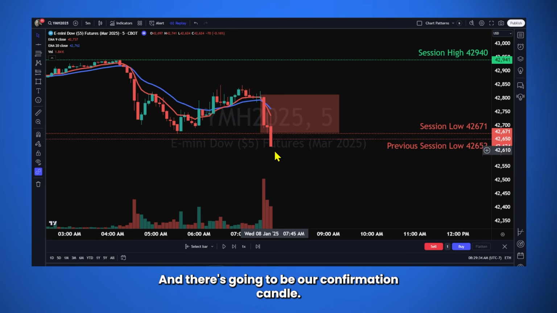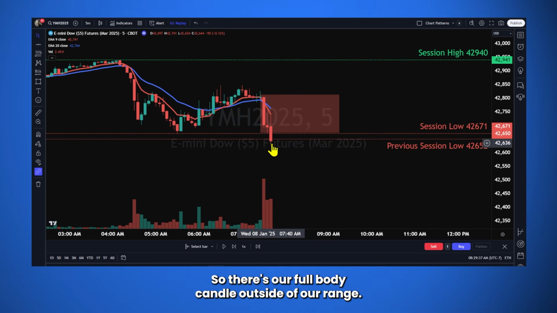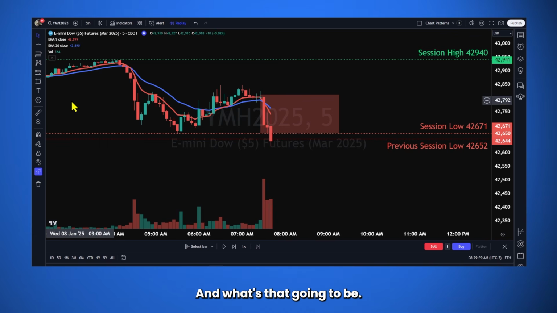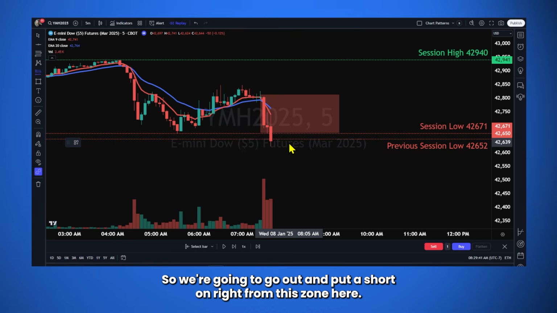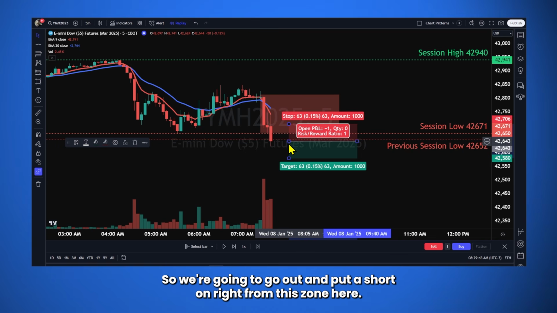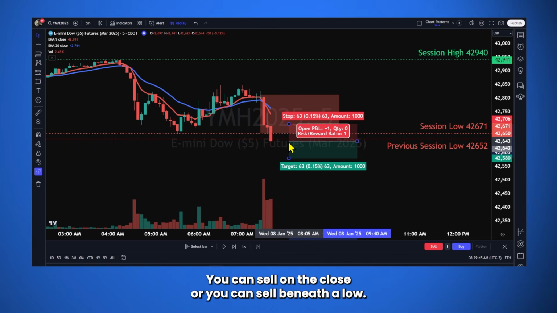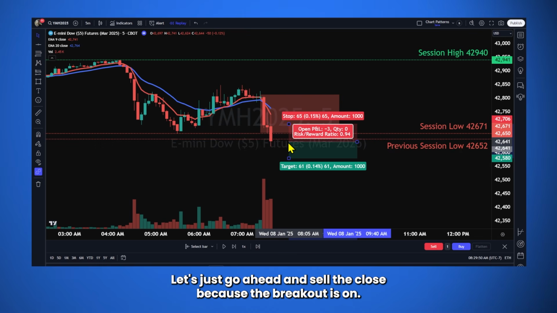And there's going to be our confirmation candle. So there's our full body candle outside of our range. And what's that going to be? That's going to be our sell. So we're going to go ahead and put a short on right from this zone here, probably the close. You can either buy or sell on the close, or you can sell beneath the low. Let's just go ahead and sell the close because the breakout is on.